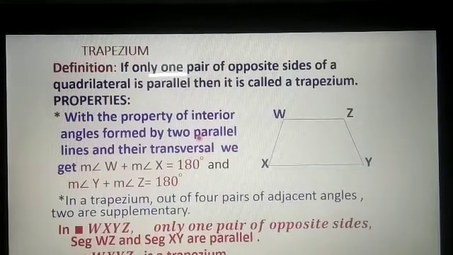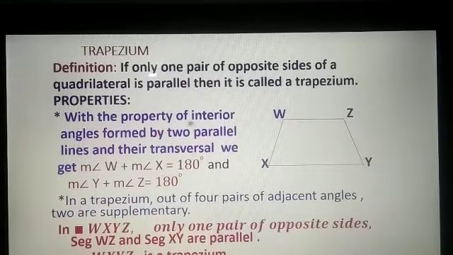Now after that, the next quadrilateral is trapezium. Here in the trapezium, only one pair of opposite sides of the quadrilateral is parallel, then only it is called a trapezium. Here WZ and XY are parallel. Okay, only one pair. WX and ZY are not parallel.